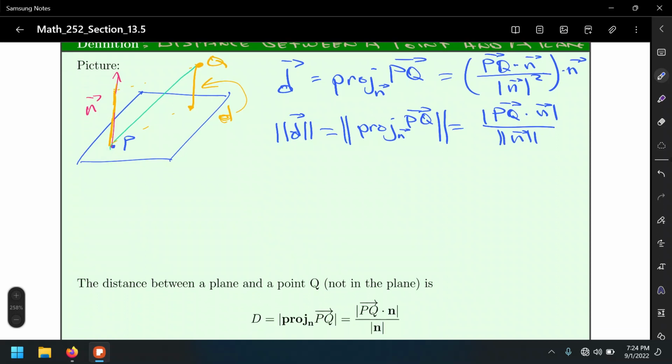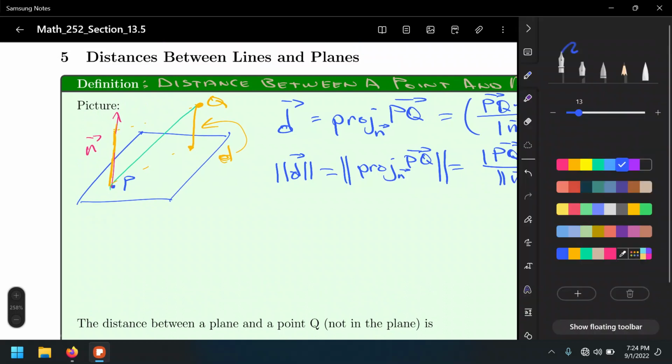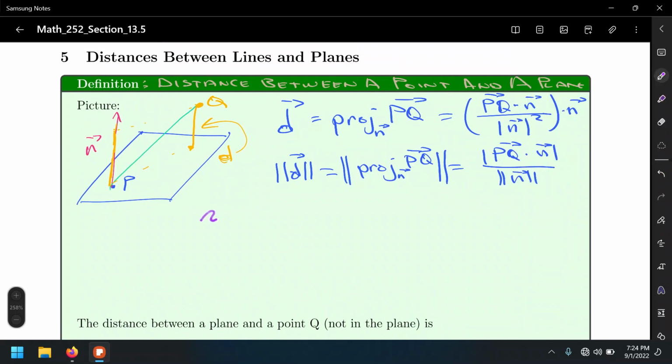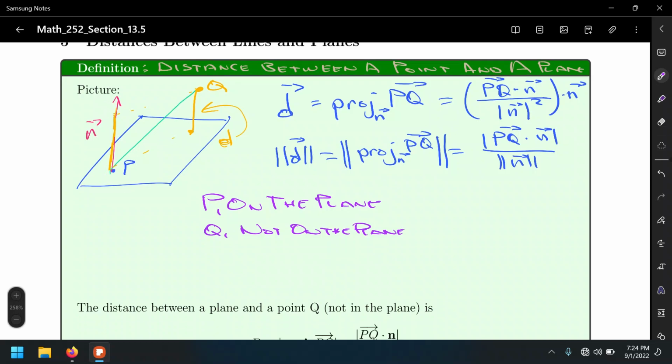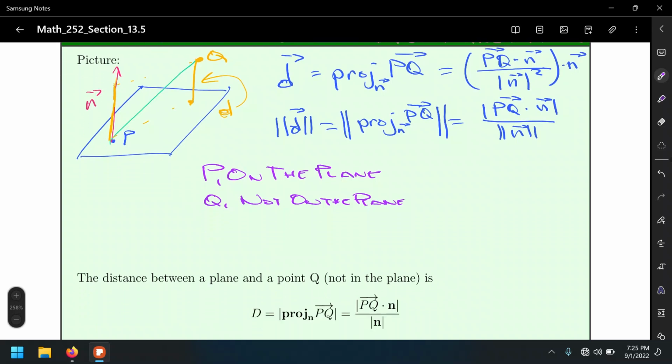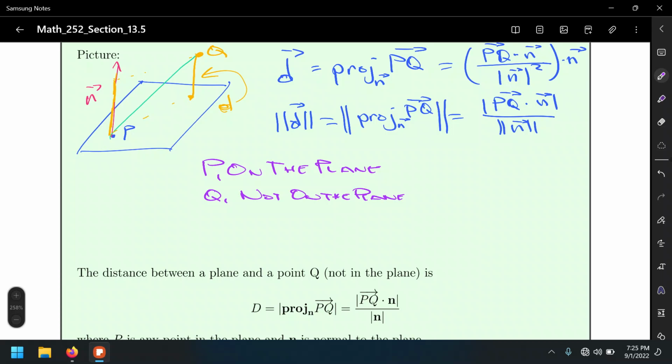Okay, and again, note: P is on the plane, Q is not on the plane. Q is a point above, outside of the plane. And that's the formula that we have typed here, but I wrote it just to show you where the formula came from. Okay?